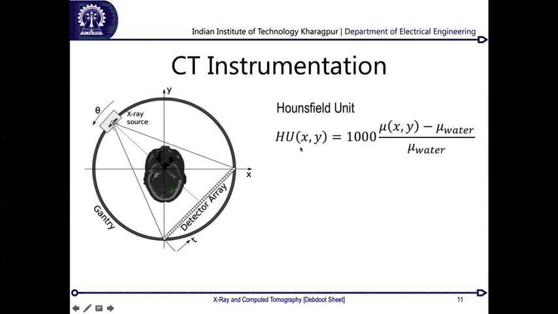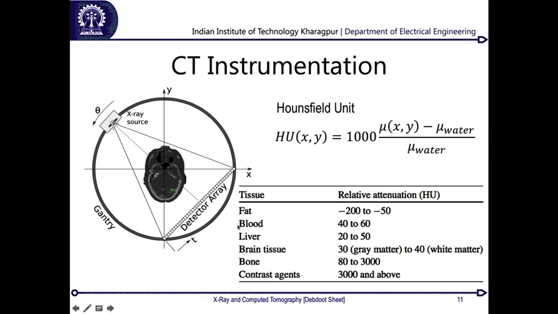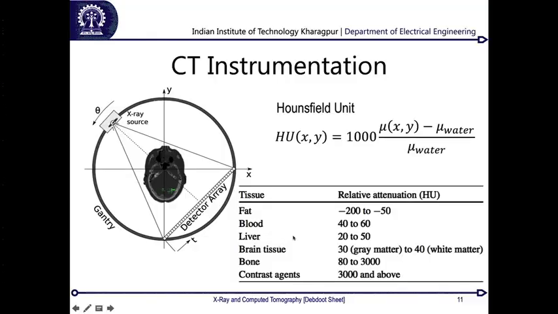Now for any kind of CT image, we do not generally represent it in terms of the mu(x,y)'s, but it is normalized by the attenuation of water, and that is defined as the Hounsfield unit. This is the unit in which all CT images you will ever deal with are shown. Commonly, for certain tissues you have something like this. Fat has a Hounsfield unit somewhere between -200 and -50, because fat has an attenuation lower than water, which is why you get a negative number. Contrast agents have a value higher than 3000, and bones have a value between 80 and 3000. Contrast agents have something like metallic suspended particles which offer attenuation much higher than bones. For blood you have between 40 and 60, and for liver between 20 and 50.